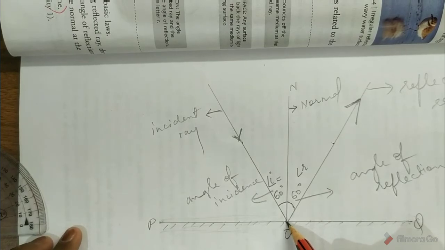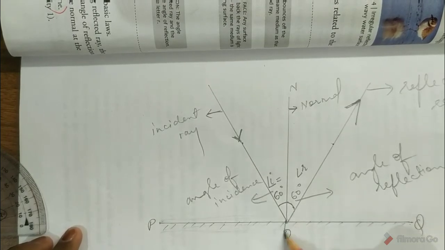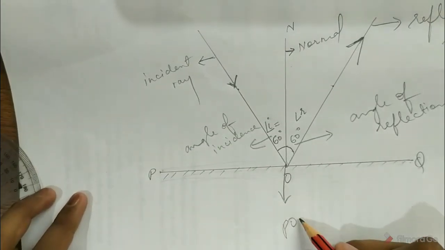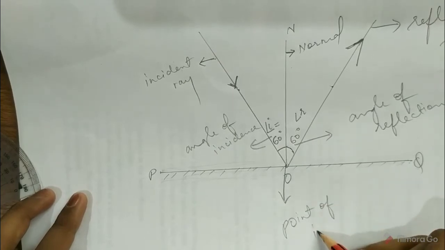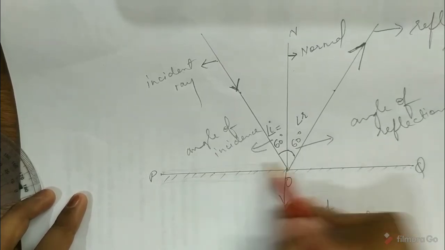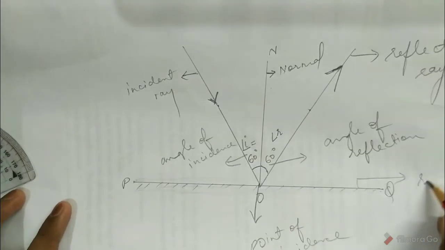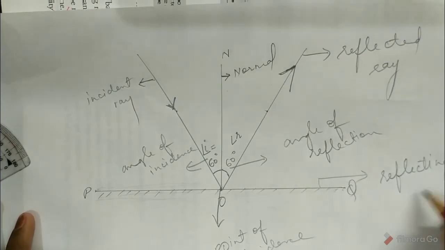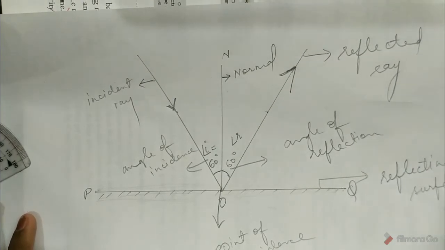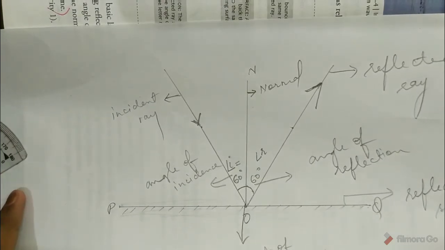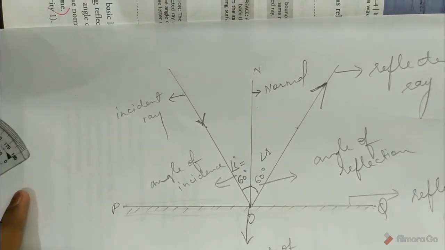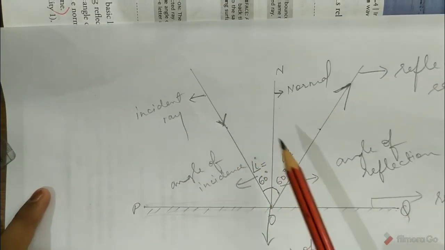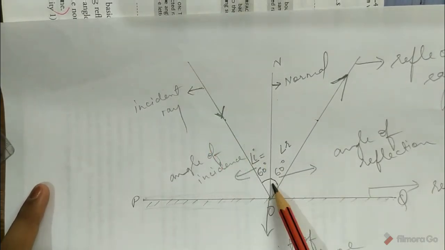Now what is this point? Point of incidence. Then this above surface is your reflecting surface. Reflecting surface, point of incidence. I hope I am clear. So children, once again I am repeating here: this is your incident ray, reflected ray.